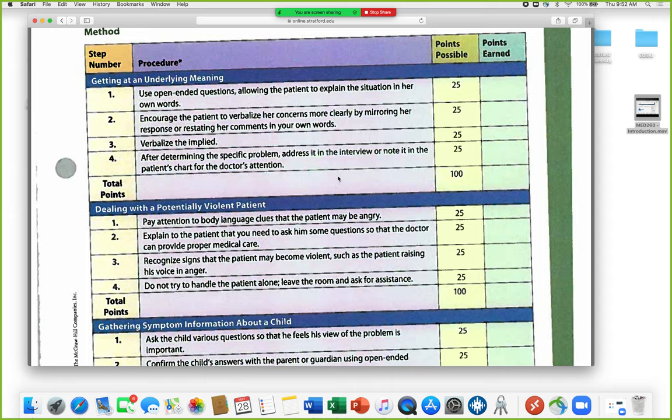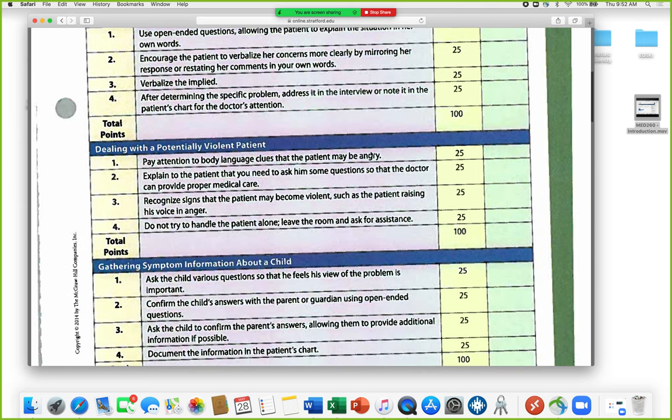After determining the specific problem, address it, but don't latch onto it. There's a term in medicine called anchoring, when the interviewer latches onto a word, like, "Oh, I had a bump in my neck." "Oh, you have cancer." Then the interviewer starts asking all these questions regarding cancer. If you have a specific problem, you focus on that, but keep your mind open to anything that may potentially be related to the problem.